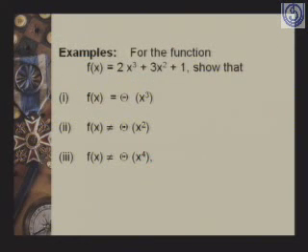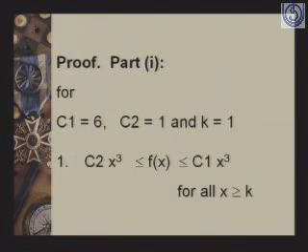For the following function, we will show some of the equalities. If f(x) is equal to 2x cube plus 3x square plus 1, then f(x) is big theta of x cube. f(x) is not equal to big theta of x square. So first of all we establish the first equality, f(x) is equal to big theta x cube. For this please consider c1 is equal to 6, c2 is equal to 1 and k is equal to 1, we get c2 x cube is less than or equal to f(x) is less than or equal to c1 x cube.